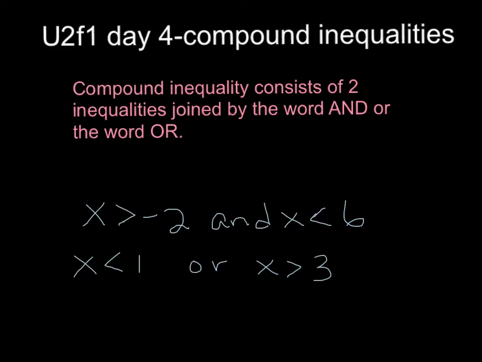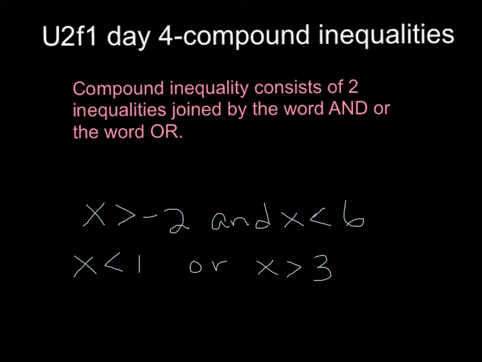Good day, everyone. Today we're going to do day 4, which is compound inequalities. Compound inequalities consist of two inequalities joined by the word and or the word or. An example would be x is greater than -2 and x is less than 6. There's an example of the and. Or we could have x is less than 1 or x is greater than 3.